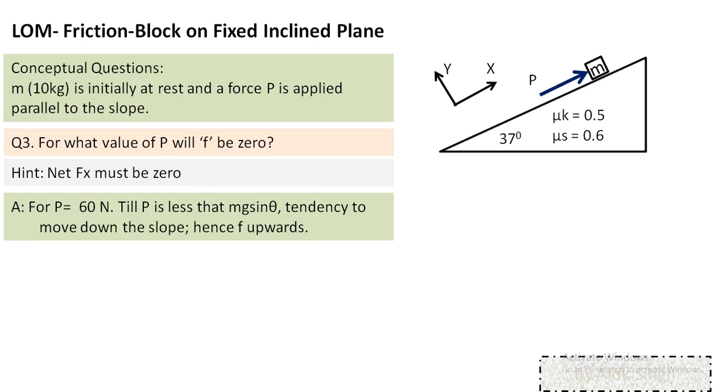So, when P is less than mg sin theta, the net driving force will be downwards and friction force will be acting up the slope. When P becomes equal to mg sin theta, net driving force becomes 0 and hence the friction force also is 0.